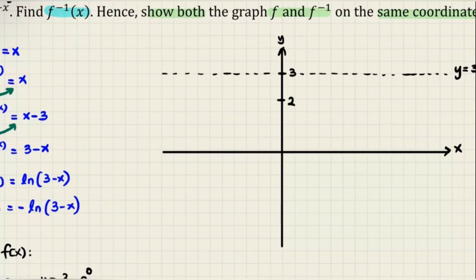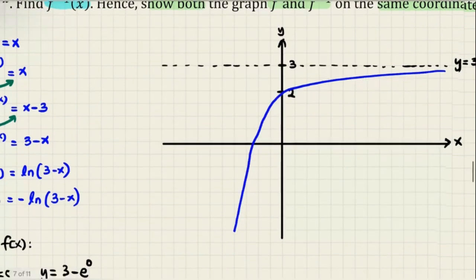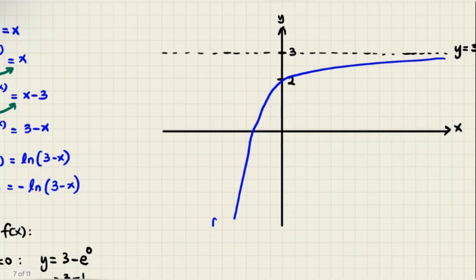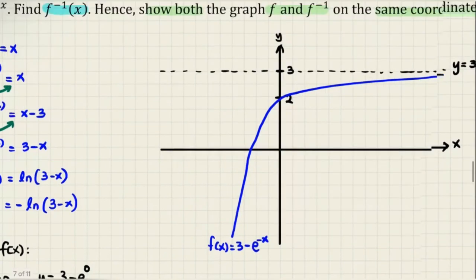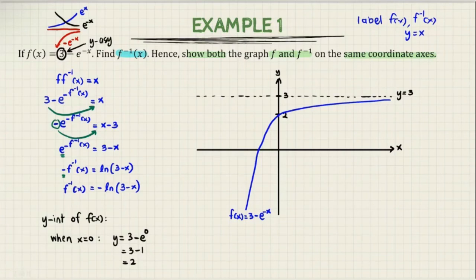Okay, so now our graph will look like this. More or less this is the shape of our graph. So this is the graph of f(x) equals to 3 minus e to the power of negative x. So that is the first one. Later we have to find the value of our x-intercept. It's okay, I will find the x-intercept later. This is the graph of f(x). So now I need to sketch the graph for f inverse.